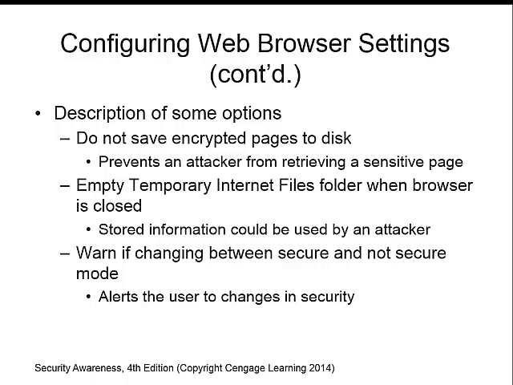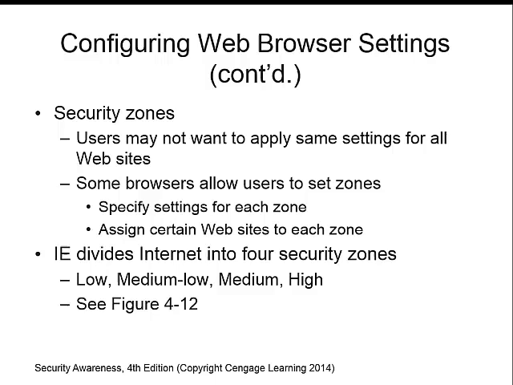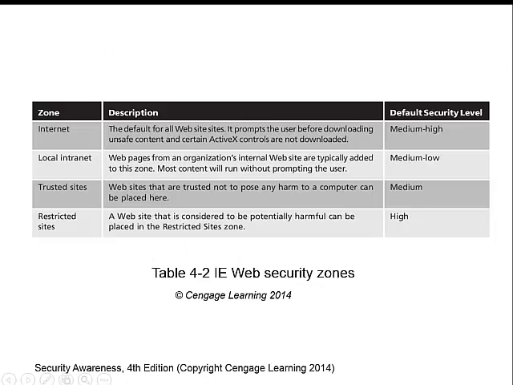Descriptions of some of the options: do not save encrypted pages to disk. This prevents an attacker from retrieving sensitive pages. You can empty your temporary internet file folder when the browser is closed. That way you don't have a history of where you've been. You can warn if changing between secure and not secure modes, so that you know if the sites you're going to are secure or not secure. You have security zones. Users may want to apply the same settings for all websites, but you may want to set up certain ones that are more secure than others.